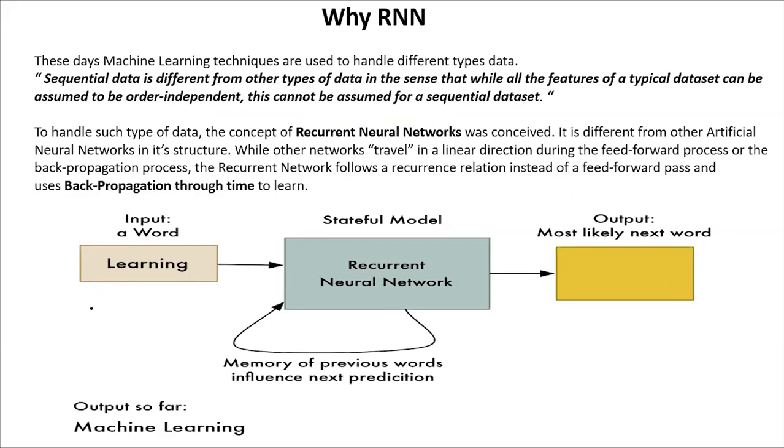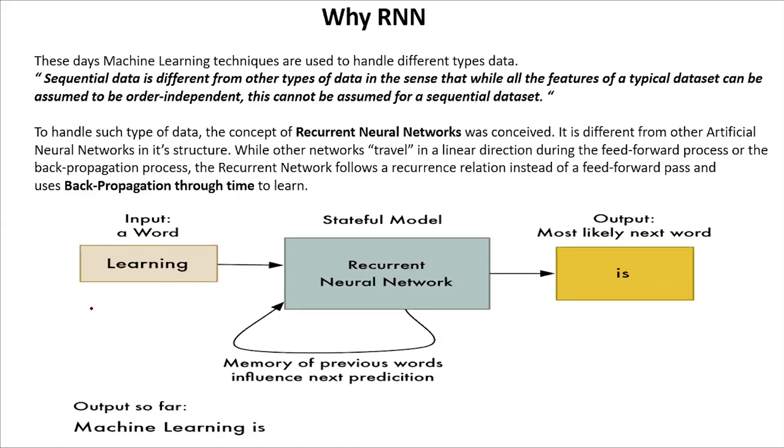Basically, these days different machine learning techniques are used for different types of data. We also use machine learning algorithms for sentiment analysis, for categorical data. We have different models for supervised learning, clustering, regression, classification, all sorts of that. So different machine learning techniques are used.